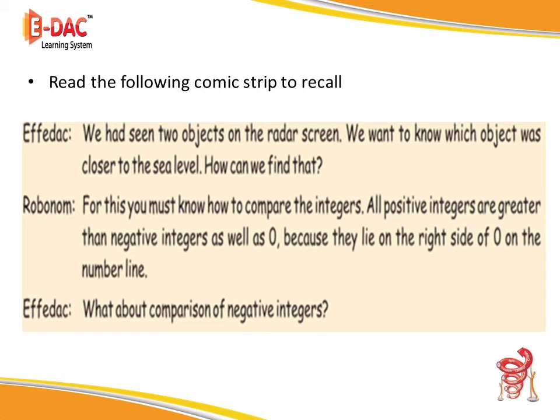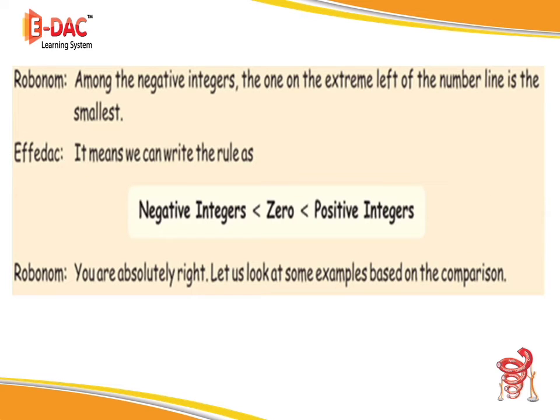RoboNorm: For this, you must know how to compare the integers. All positive integers are greater than negative integers as well as 0 because they lie on the right side of 0 on the number line. But what about comparison of negative integers? RoboNorm: Among the negative integers, the one on the extreme left of the number line is the smallest. It means we can write the rules as negative integers are less than 0 and 0 is less than positive integers. RoboNorm, you are absolutely right.